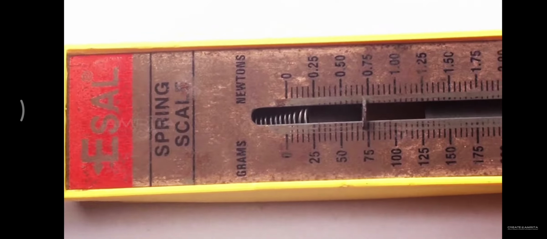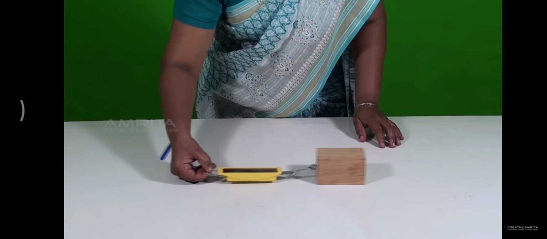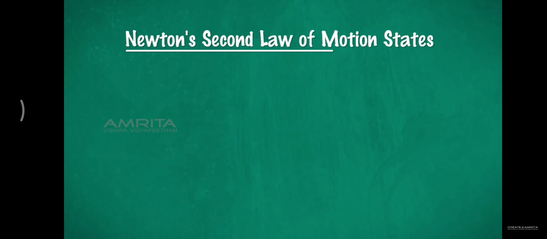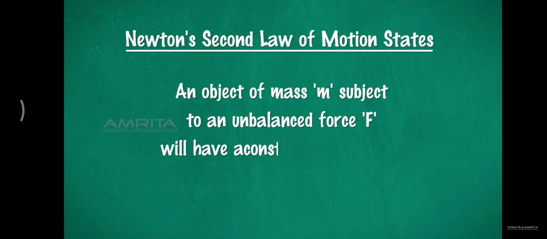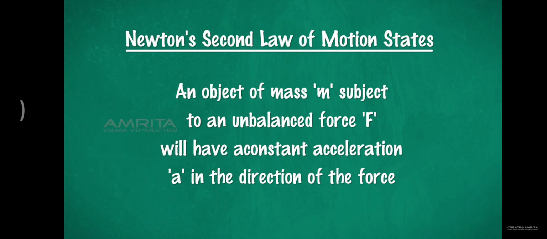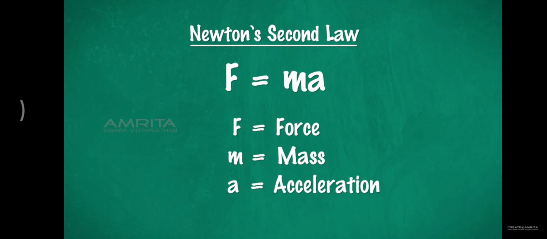It is found that as the mass increases, the force required to move the block also increases. Thus, we have learned Newton's second law, which states an object of mass m subject to an unbalanced force F will have a constant acceleration a in the direction of the force. This is represented mathematically as F = ma.